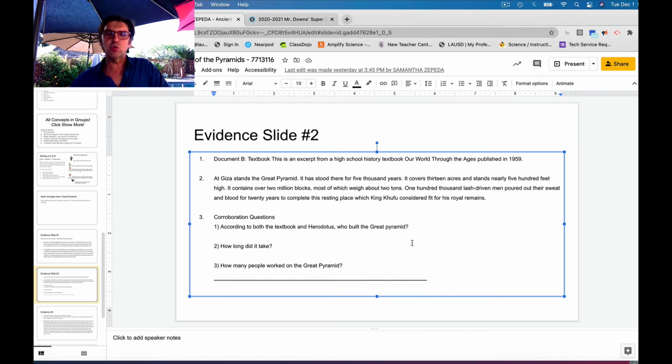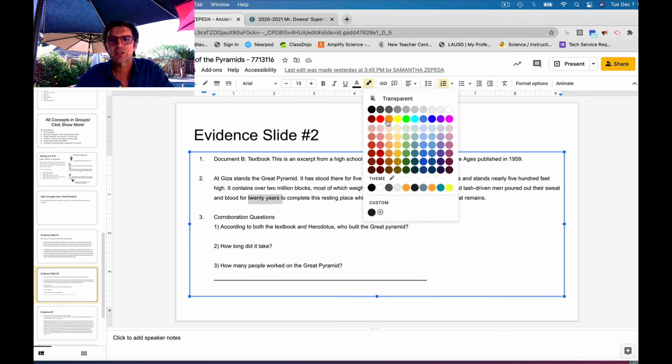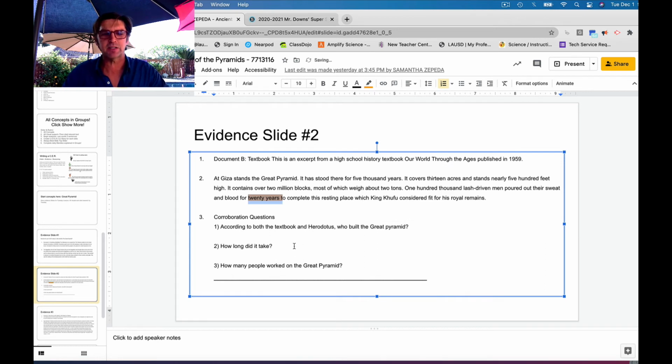And I want you to highlight the parts of the text that are giving you that information. So for example, how long did it take? Let's do that one together. And I want you to do the same for this. But here it is, 20 years. Poured out their sweat and blood for 20 years to complete this resting place. So I'm going to highlight 20 years because that's evidence to support my claim, and I'm going to say here, 20 years. I'm doing that one for you because it's easy and I want you to understand what to do.